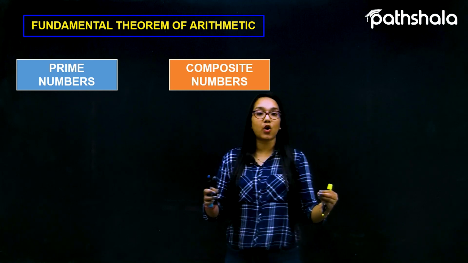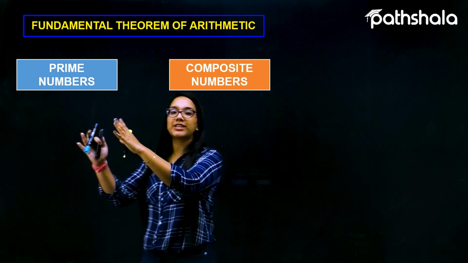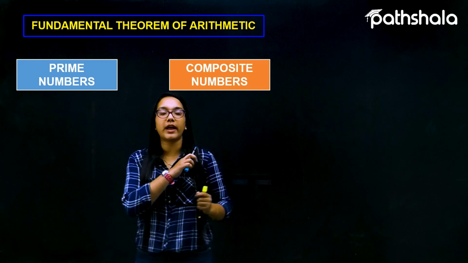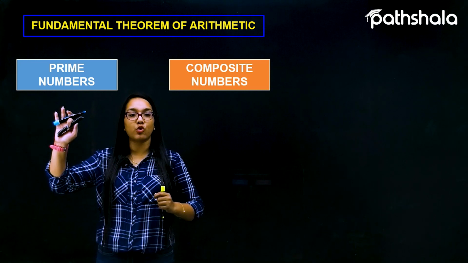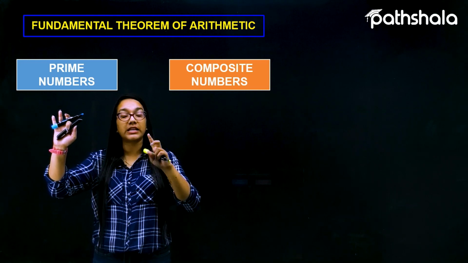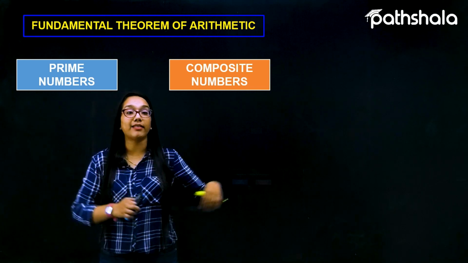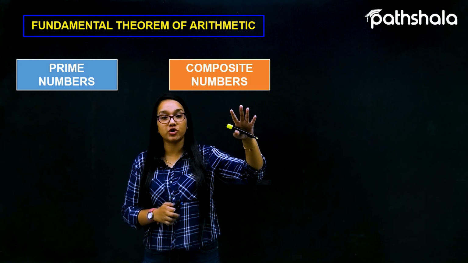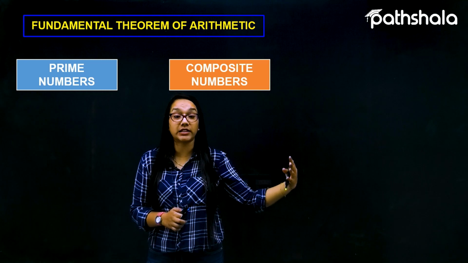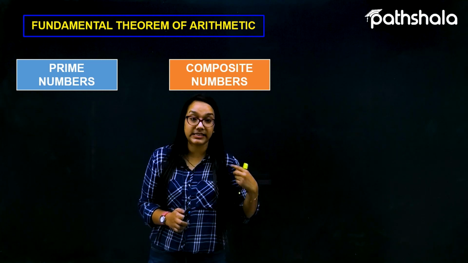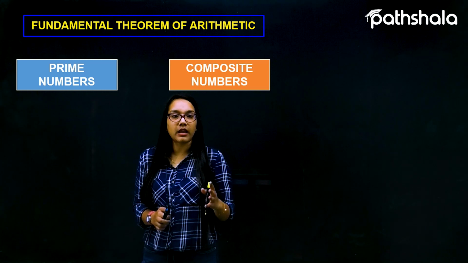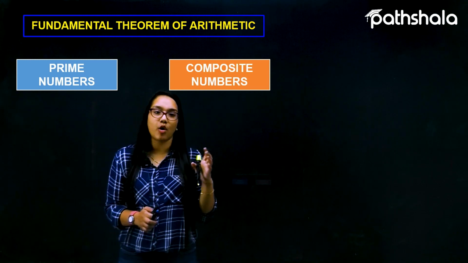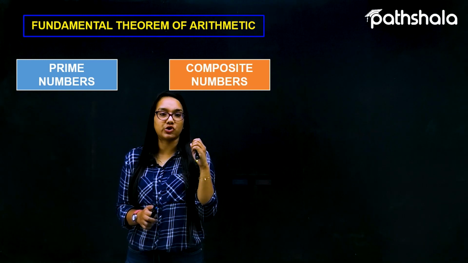So I guess the concept of prime numbers and composite numbers is clear to you: the prime numbers are those which have only two factors, 1 and itself, and the composite numbers are those numbers which have more than two factors rather than just 1 and itself. So this is the discussion related to prime and composite numbers.